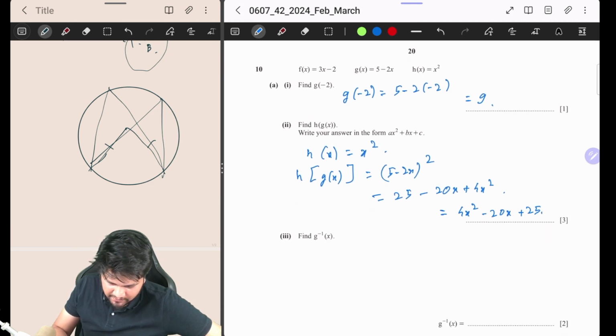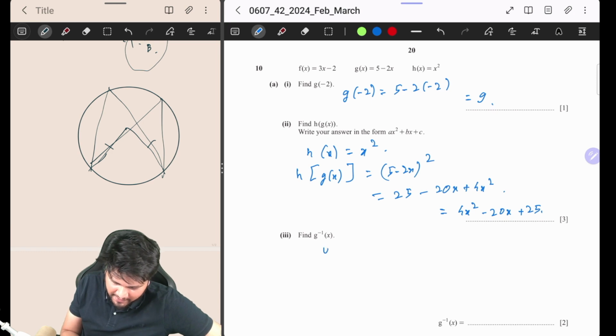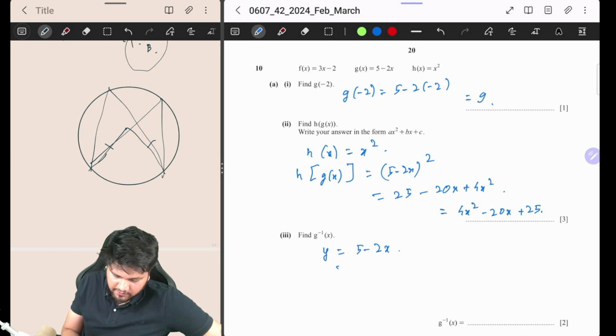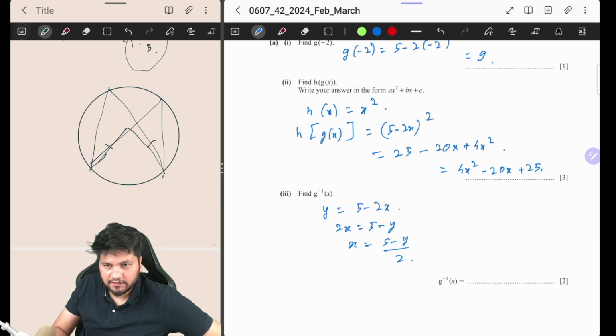Find g inverse of x. Simple. You just make x the subject. So y is equal to 5 minus 2x. I'm just writing g of x as y. So you take 2x is equal to 5 minus y, x is equal to 5 minus y by 2. So g inverse of x would be what? I'll just replace y with x. So it's going to be 5 minus x by 2. That's your inverse.